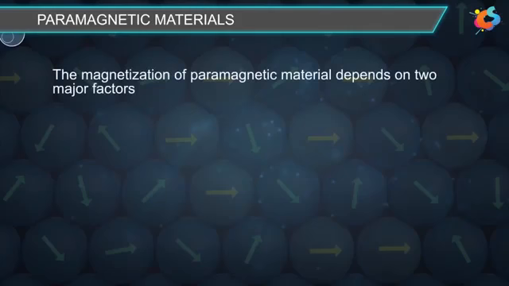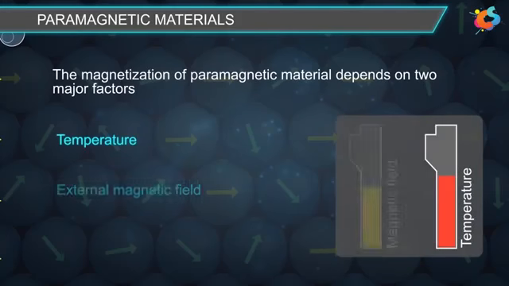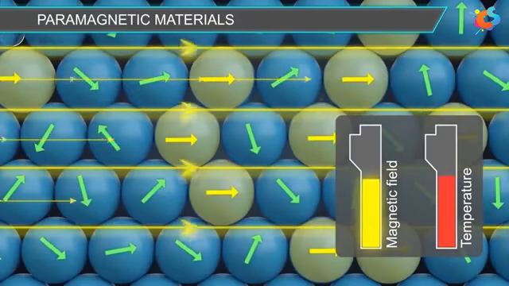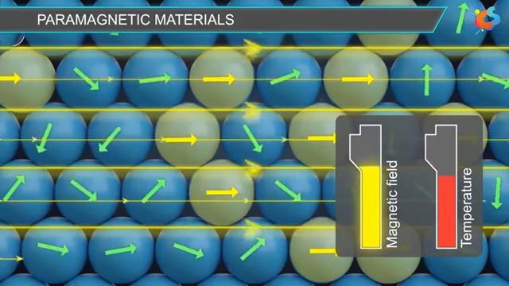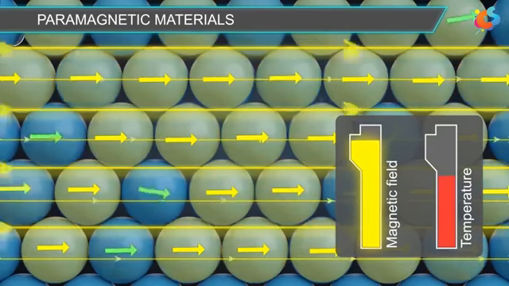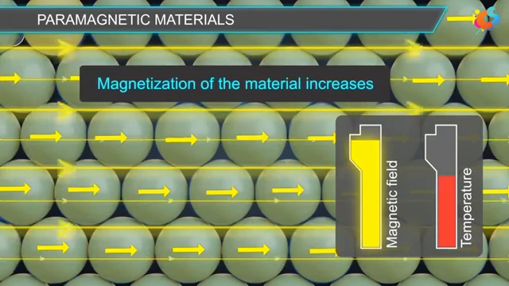The magnetization of paramagnetic material depends on two major factors: temperature and external magnetic field. As the magnetic field increases, more dipoles can overcome the thermal energy and align with the magnetic field. The magnetization of the material increases.